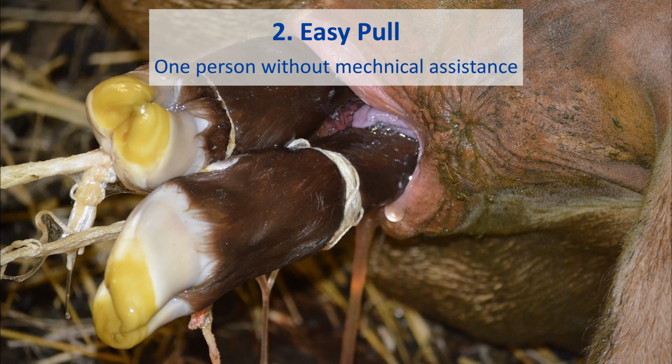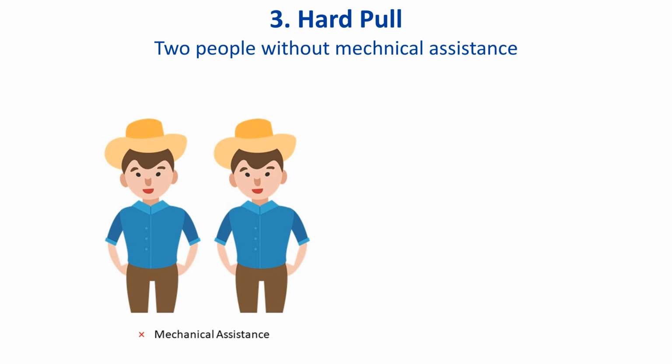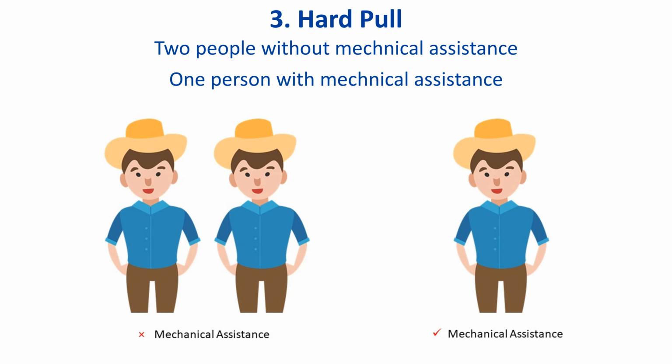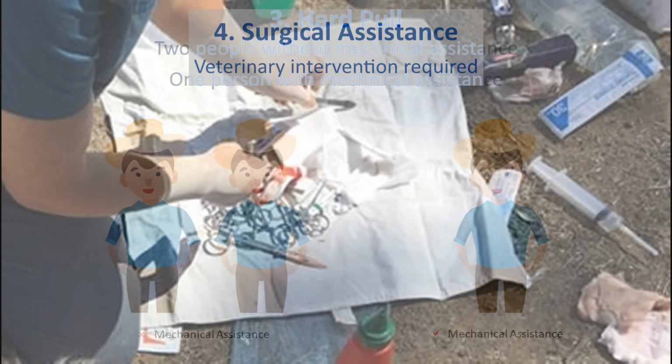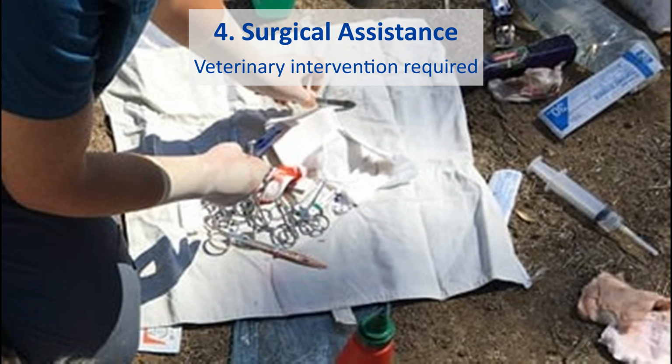Score 2 is easy pull. This occurs when one person has assisted the calving without the use of mechanical assistance. Score 3 is hard pull. This occurs either when two people have assisted the calving without using mechanical assistance or where one person has used mechanical assistance. Score 4 is surgical assistance.